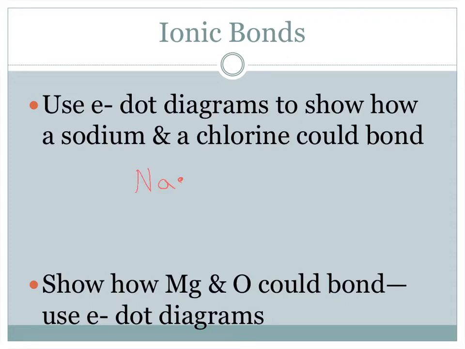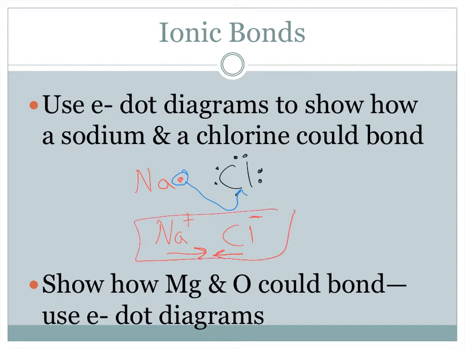Sodium, 1 valence. Chlorine, 7 valence. How could these two ever bond? Sodium wants to lose 1 electron. Chlorine wants to gain 1 electron. It's a perfect deal. But now sodium is positive 1. Chlorine has become negative 1. Electrostatic attraction. They are stuck together.